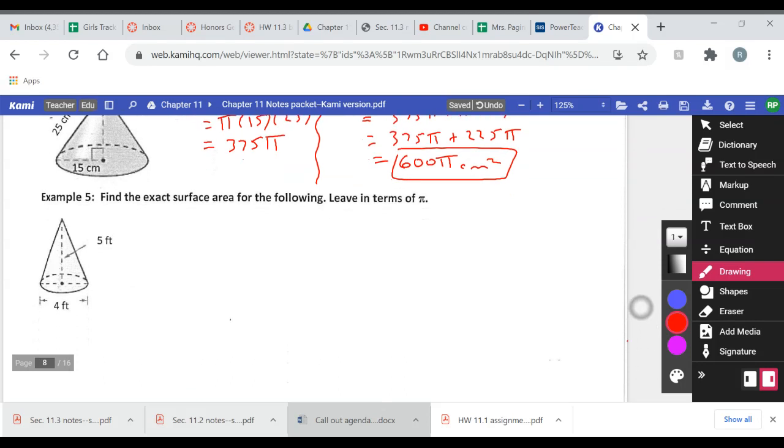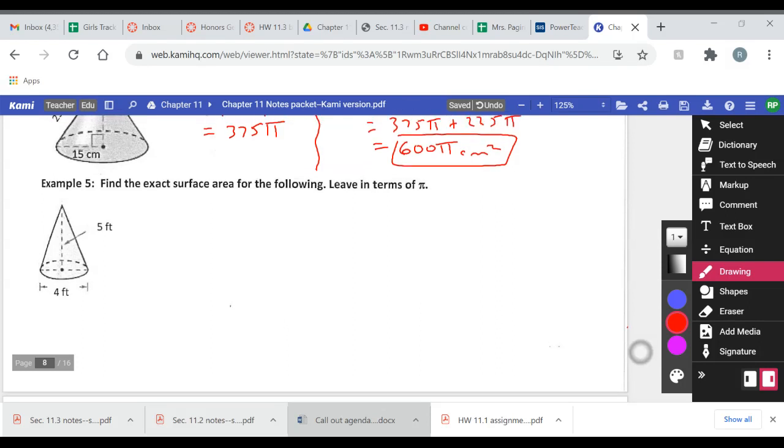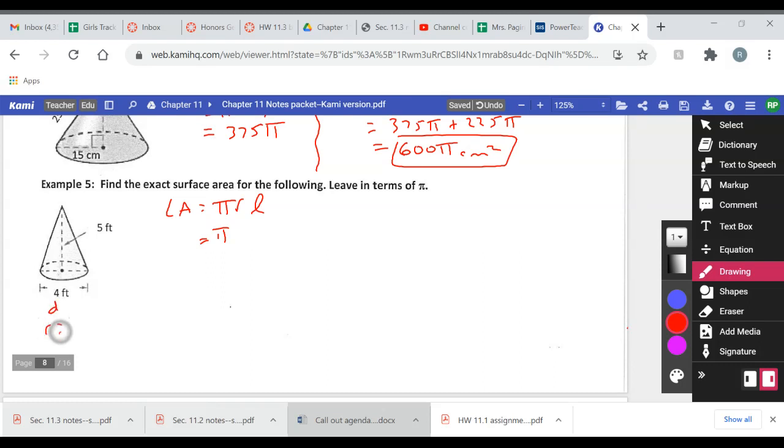On example 5, they want the exact surface area for the following and to leave in terms of pi. So a couple things here that you want to be careful of. I'm going to start off the same way that we've got pi RL. So be careful on this one, the fact that if they're showing you this line all the way across, we know that's the diameter. So I know the radius is half that, which is 2. So make sure you're plugging 2 in for the radius, not 4.